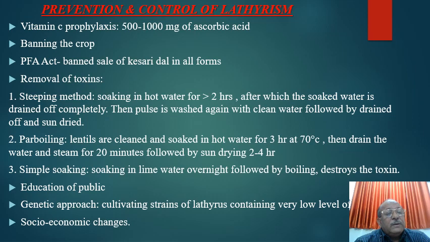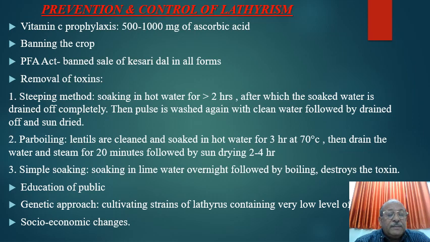How do we remove it? The removal of toxin is the tipping method. Soaking in hot water for more than 2 hours, after which the soaked water is drained off completely. Then the pearls are washed again with clean water, followed by draining off and sun-drying. This is called the tipping method.